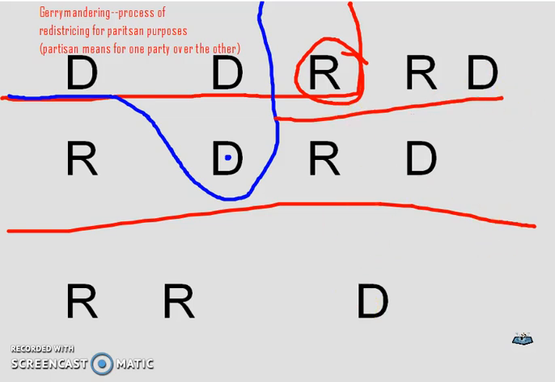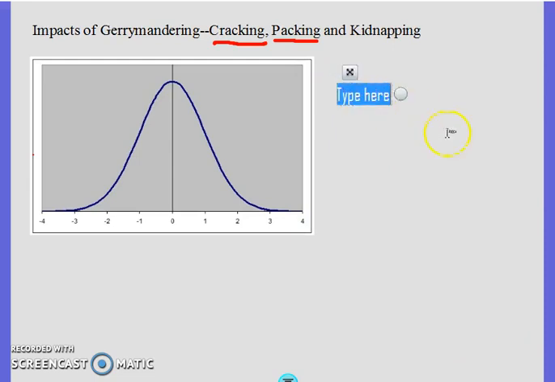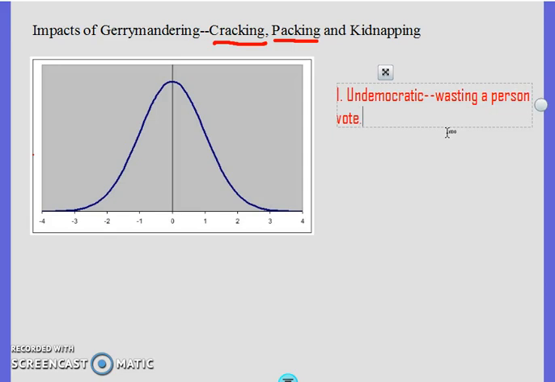And both parties do this. So where does that leave us? The impacts of gerrymandering. The first, it's undemocratic. And I don't mean that as the Democratic Party, I mean that as a small d. Anytime that I say I am wasting a person's vote, that goes against the idea of democracy. If I pack all the Republicans into one area so that their votes only go for the Republican that was going to win anyway, that's not letting the people choose their representatives.